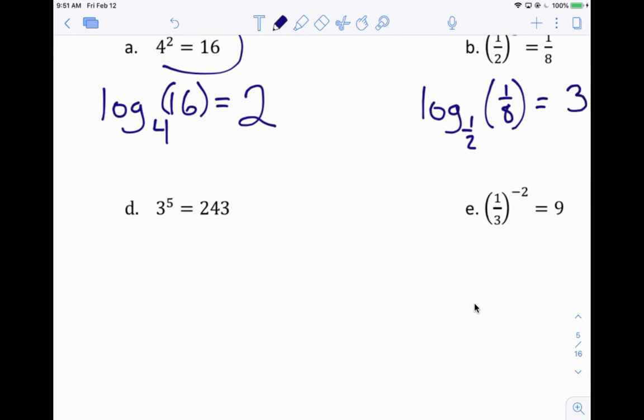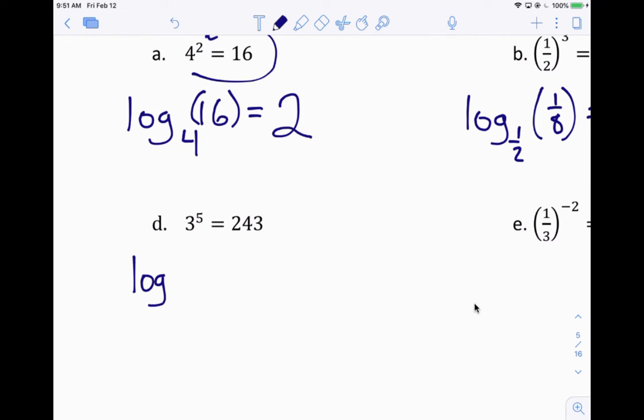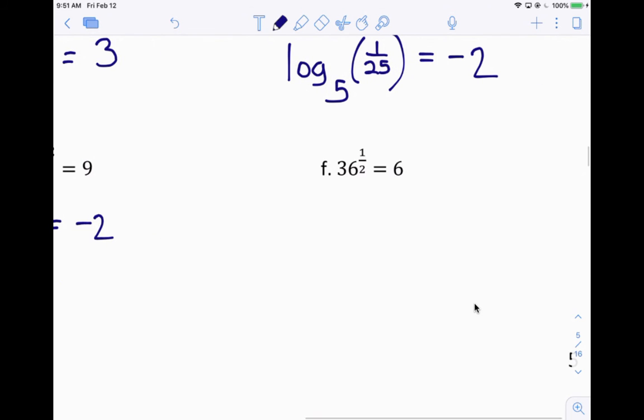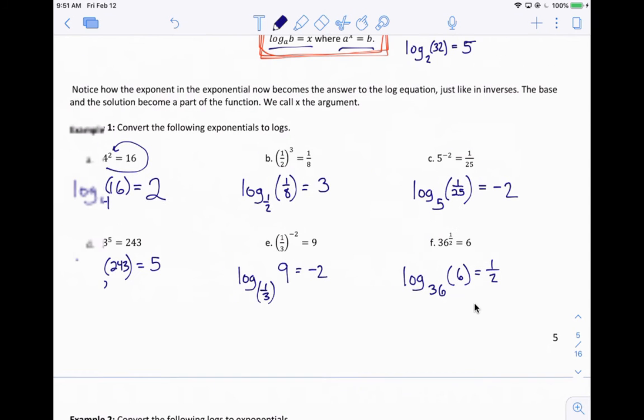All right, hopefully you had a chance to pause the video. What power takes 3 and gives you 243? That power would be 5. What power, log of 1/3, takes 1/3 and gives you 9? That power would be -2. What power takes 36 and gives you 6? That power would be 1/2. These are all true statements, right? 36 square rooted is 6. The -2 on the 1/3 would flip it back over to 9. But this entire purpose of log is just to show you that power.